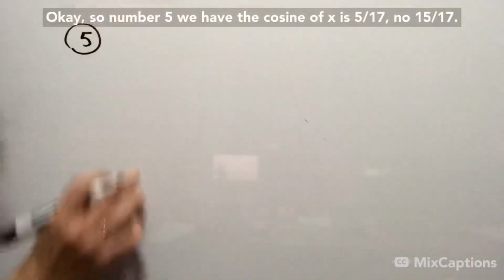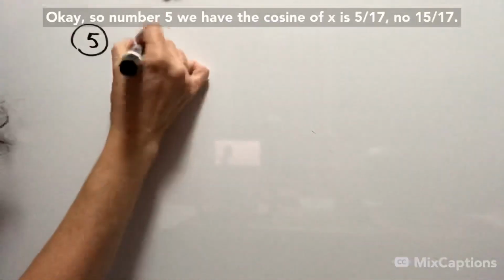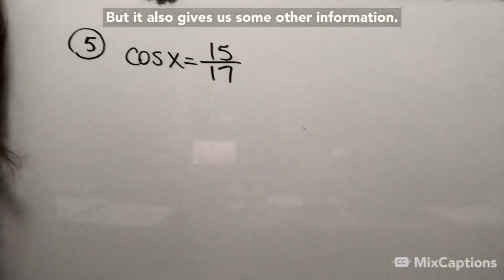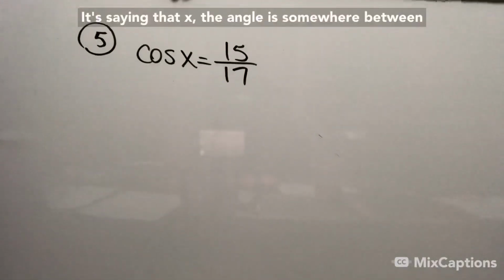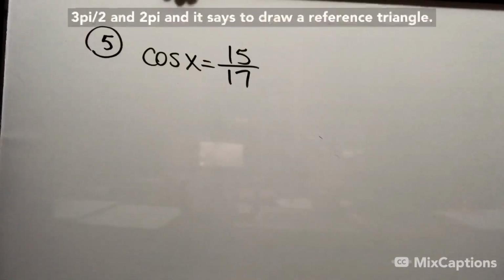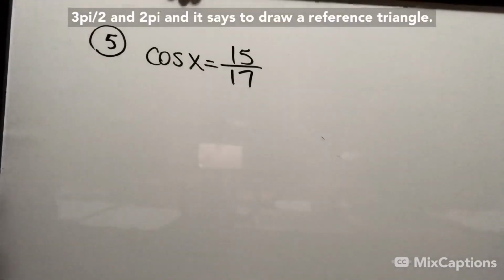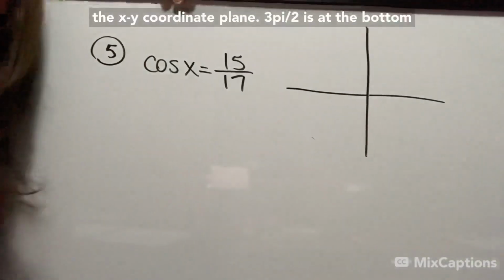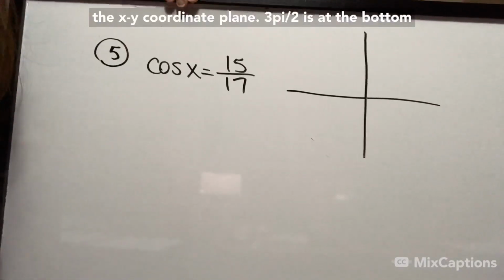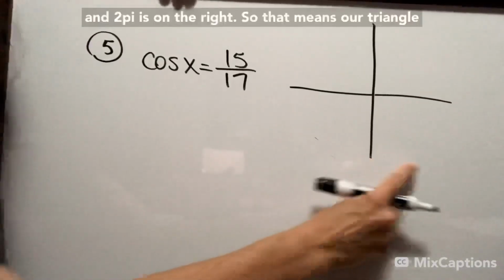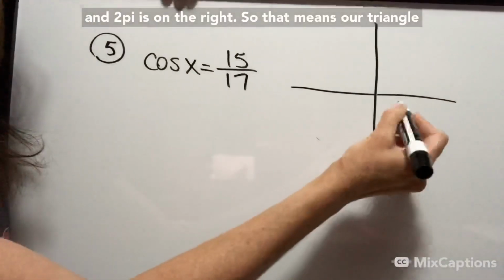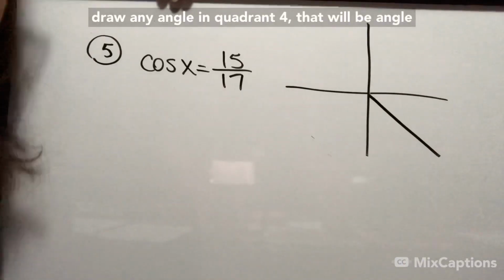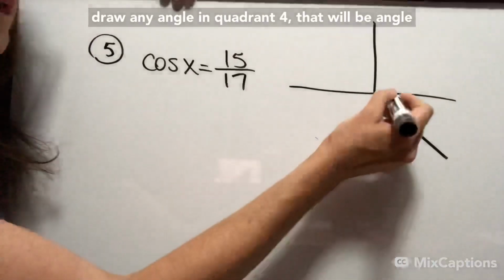Okay, so number 5, we have the cosine of x is 15/17. But it also gives us some other information. It's saying that x, the angle, is somewhere between 3 pi over 2 and 2 pi. And it says to draw a reference triangle. So think of the reference triangle being on the XY coordinate plane. 3 pi over 2 is at the bottom, and 2 pi is on the right. So that means our angle is in quadrant 4. So draw any angle in quadrant 4, that will be angle x.